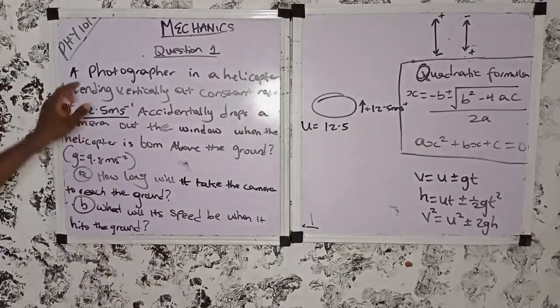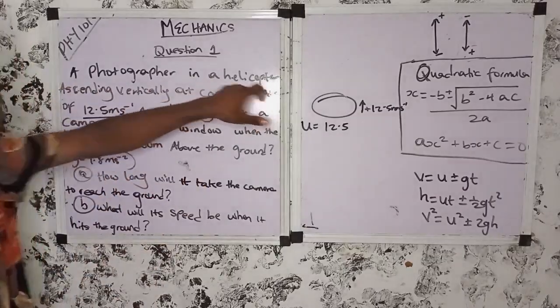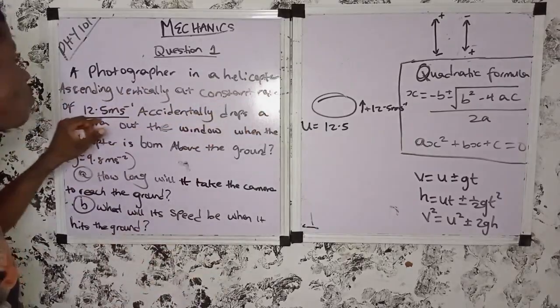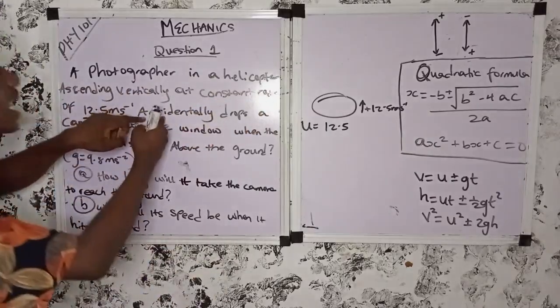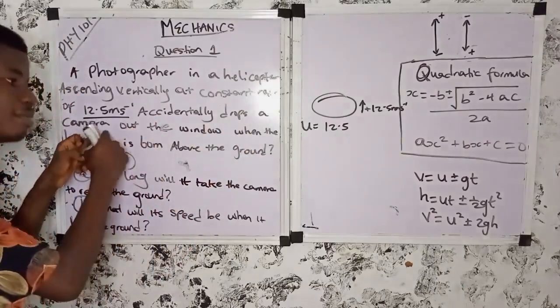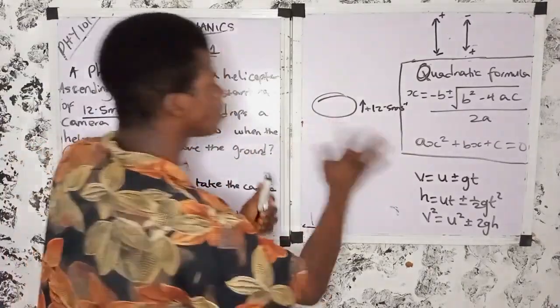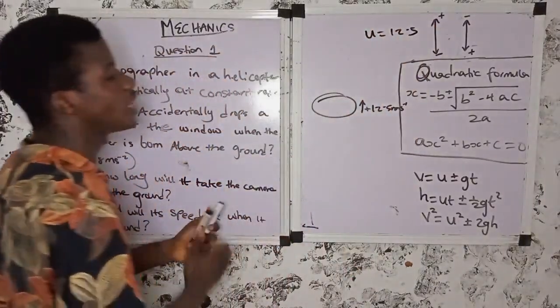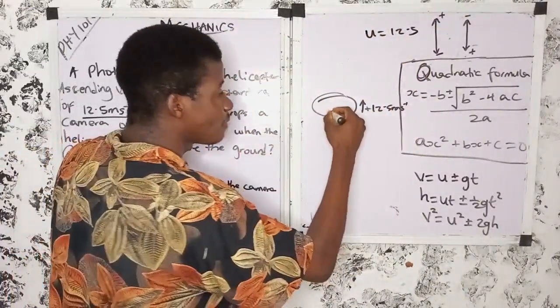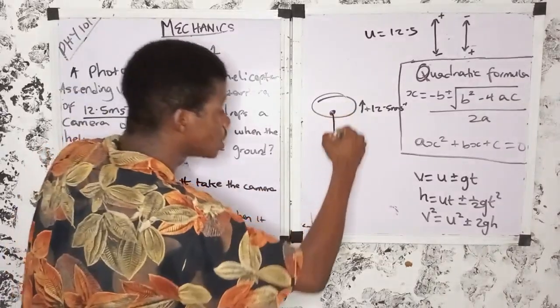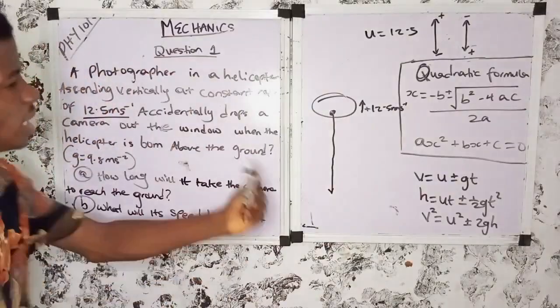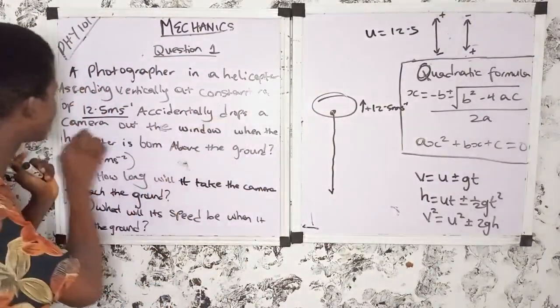Now let's continue. A photographer in a helicopter ascending vertically at a constant rate of 12.5 meters per second accidentally drops a camera. So u is 12.5. The photographer inside the helicopter drops a camera downward. Accidentally drops a camera.